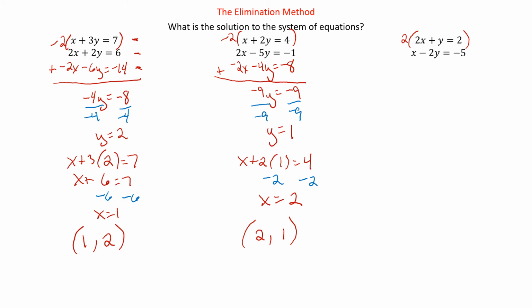So when we distribute this 2, we end up with 4x plus 2y equals 4. Now we're ready to add these together. So x plus 4x is 5x. Negative 2y plus 2y is 0. It gets eliminated. Negative 5 plus 4 is negative 1. We can divide by 5 to get x equals negative 1/5. Or you could write that as negative 0.2 as well.